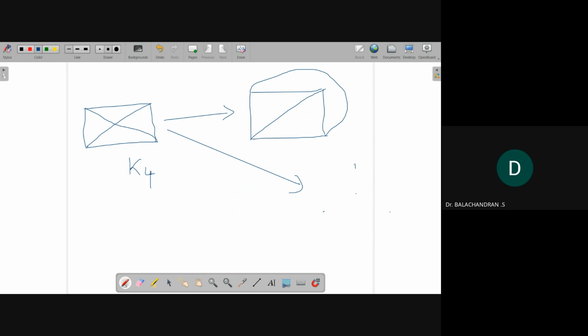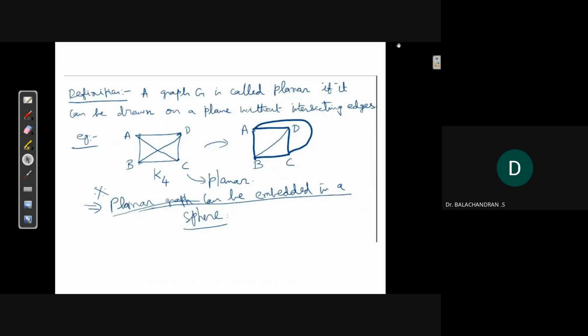Another representation of the same graph you can draw like this also, with four vertices. This is also K4, because each of the degrees is 3, 3, 3, 3. So this is also another representation of K4. Here also the edges intersect only at the endpoints. So a graph is called planar if it can be drawn on a plane without intersecting edges.